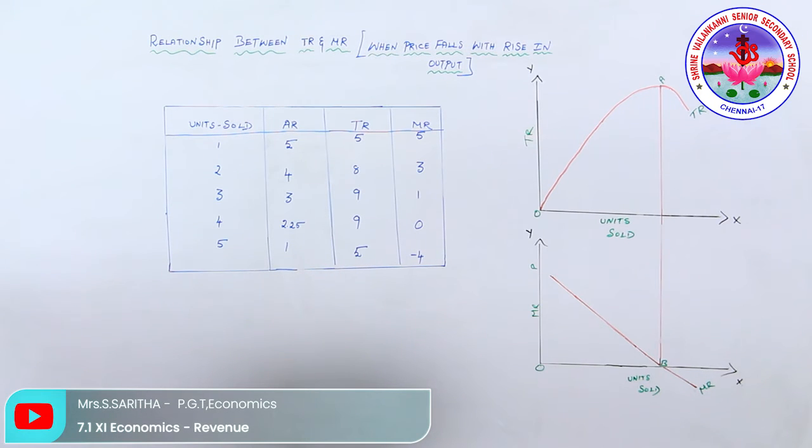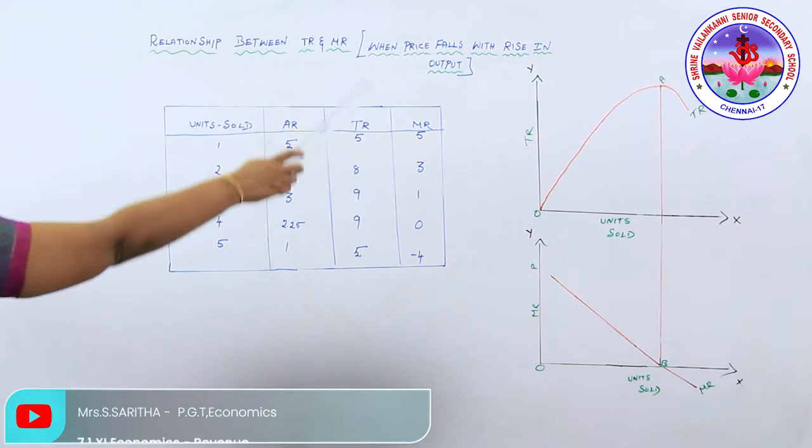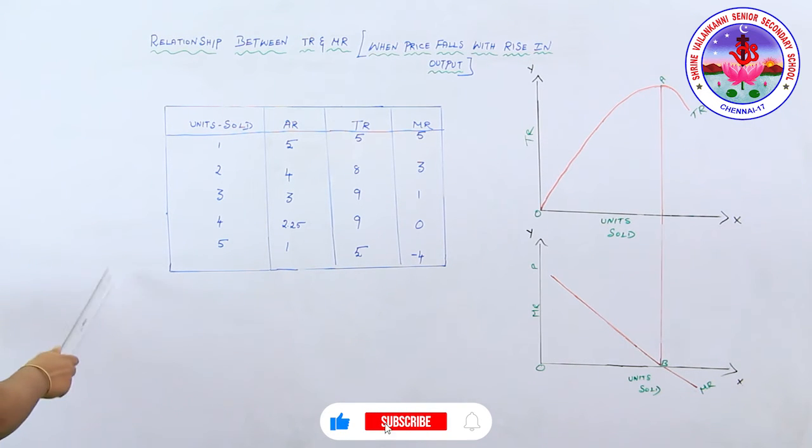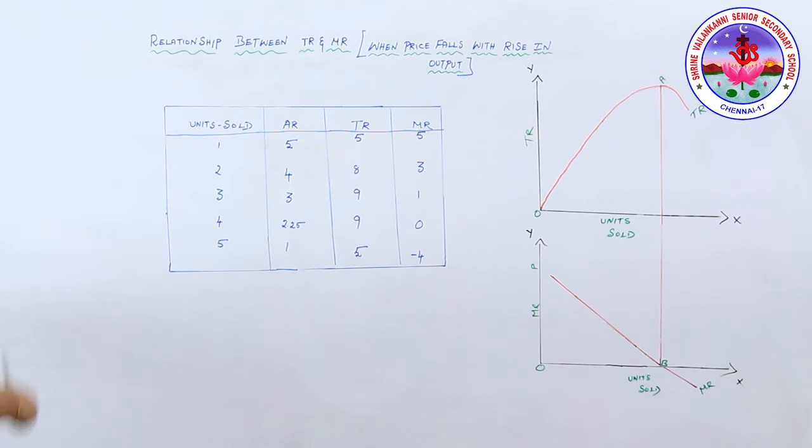Relationship between total revenue and marginal revenue when price falls with rise in output. See, more units of output can be sold only by lowering the prices. So what will happen? The revenue from every additional unit, that is the MR, will fall. MR is the addition to TR when more units of output are sold. So the TR will increase when MR is positive, TR will fall when MR is negative, and TR will be maximum when MR is 0.